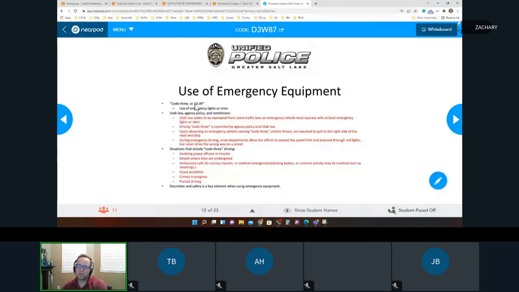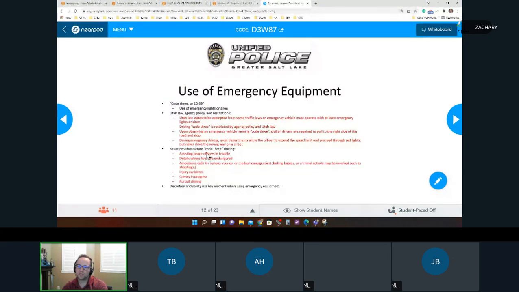Okay. So emergency equipment. Okay, so this is code 10-39. It's the use of lights and sirens. Utah law states that to be exempted from some traffic laws, emergency vehicles must operate with at least emergency lights and sirens. Driving code 3 is restricted by agency policy and Utah law.